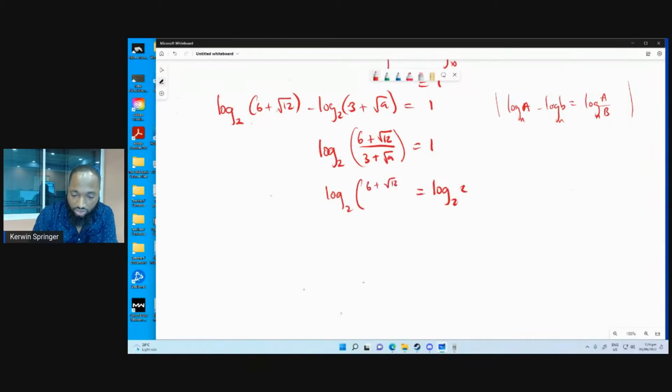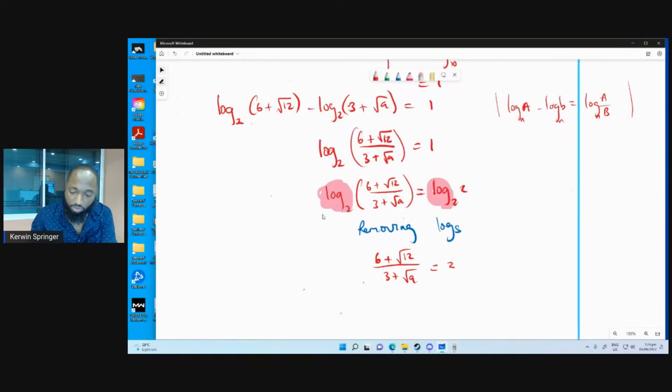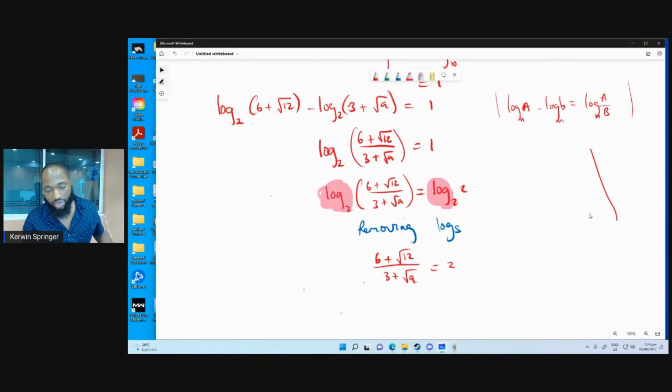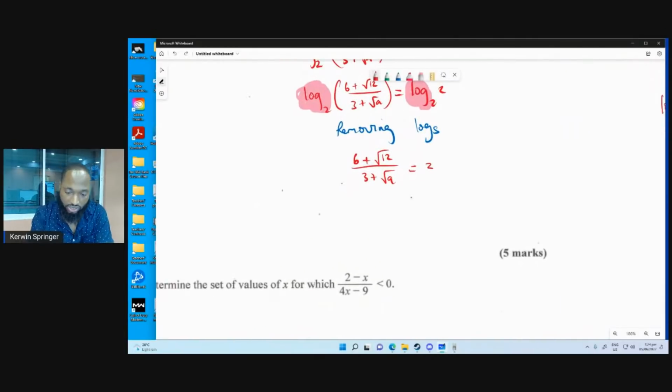And then I can remove logs, because I have logs on both sides. Removing logs is a powerful thing to say. Don't just say that lightly. If you're hearing children screaming in the background, like my children, then that's what they do. So 6 plus root 12 over 3 plus root a is equal to 2. So we dropped off the logs. And now we're ending up with 6 plus root 12 equal to 6 plus 2 root a. Is that making sense to y'all?